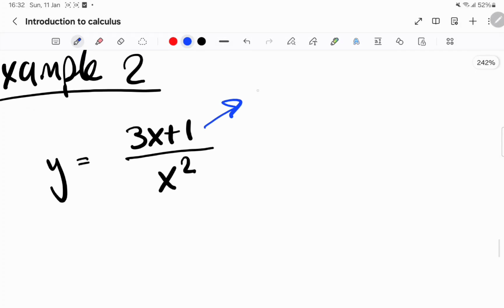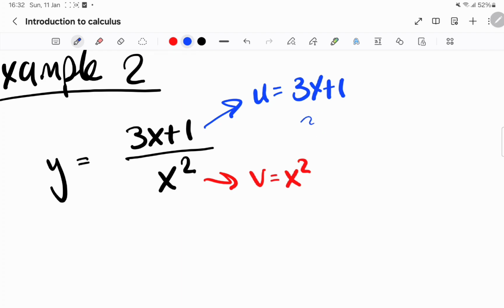We do the same thing. u is equal to 3x plus 1. v is equal to x squared. u prime is equal to 3, and v prime is equal to 2x.